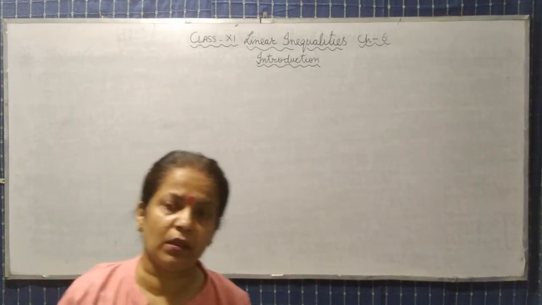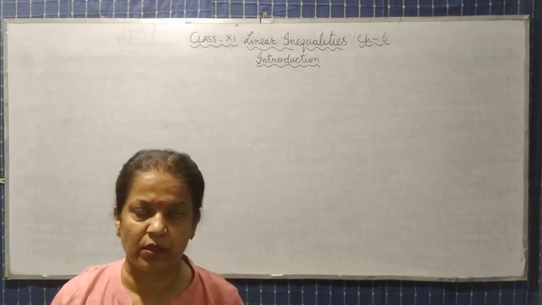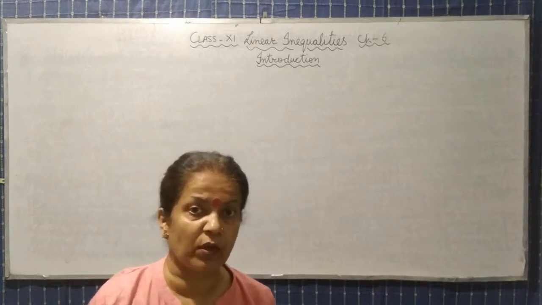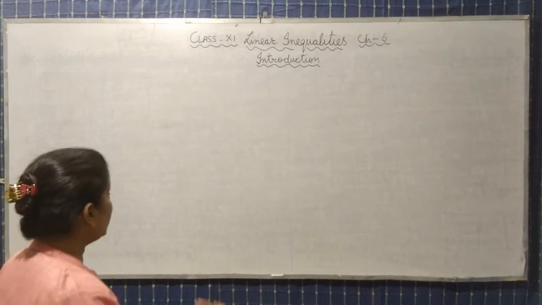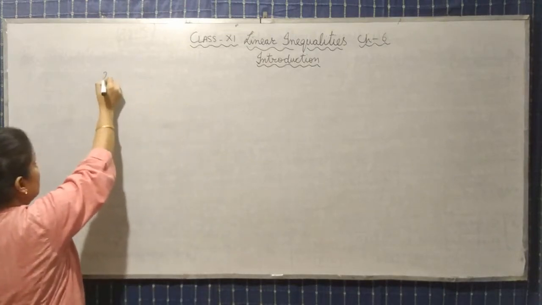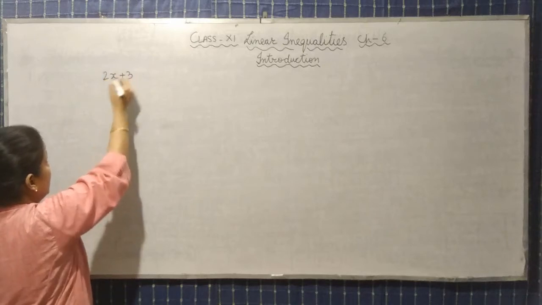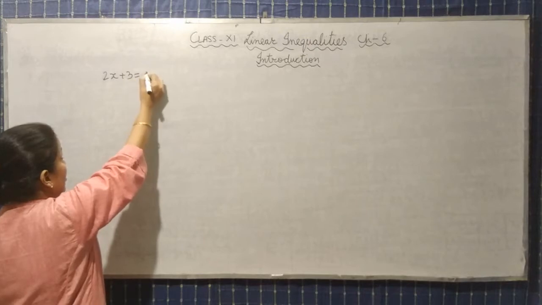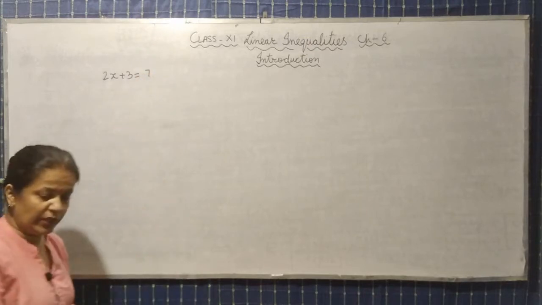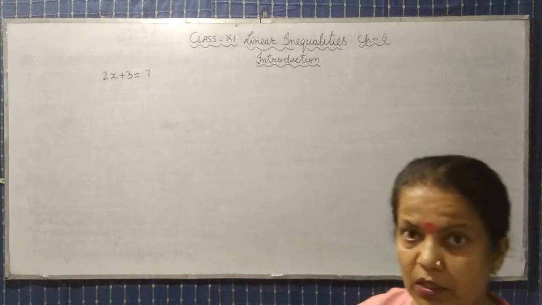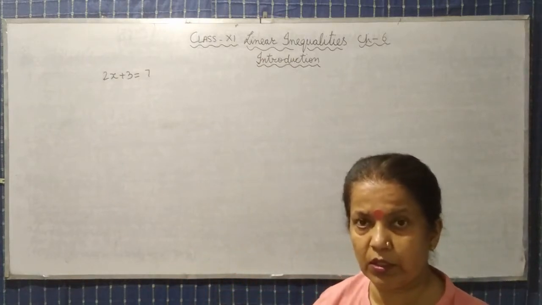You have done the linear equation in your previous class. What does it mean? Linear equation. Any type of linear equation, suppose that 2x plus 3 is written and along with that an equal sign is there, तो इसका मतलब क्या हुआ? That is an equation, isn't it?